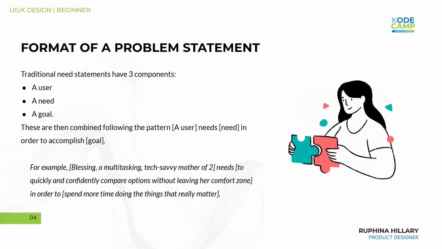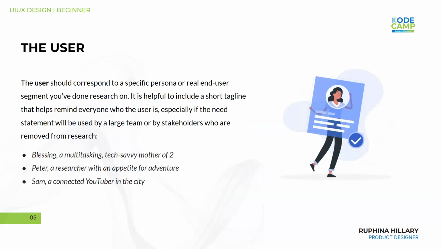But we're still going to get there. So now I said the format of a problem statement, it has three components: the user, the need, and the goal. Like I've said, the user should correspond to a specific persona or a real end user segment that you have done research on. It's also helpful to include a short tagline that helps remind everyone who the user is, especially if the problem statement will be used by a large team or by stakeholders who are removed from research.